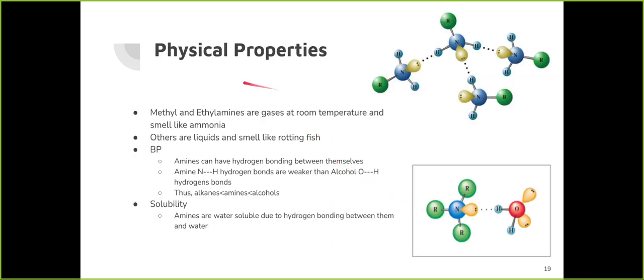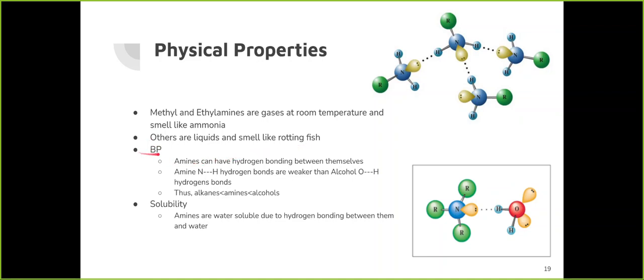All right, physical properties. Methyl and ethylamines are gases at room temperature, and they smell like ammonia. But other amines are usually liquids at room temperature, and they often smell like rotting fish. So fish, when it rots, is actually producing amines. Yeah, gross. I agree.